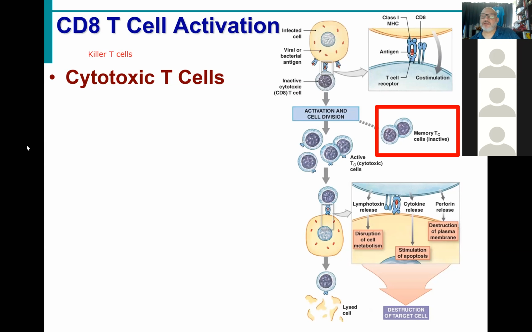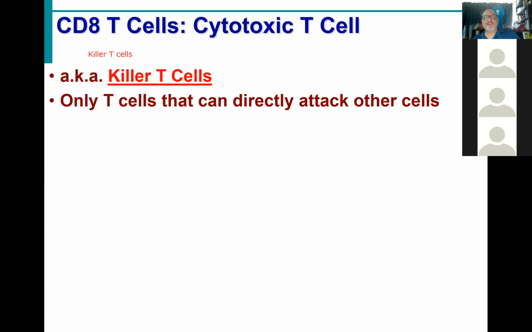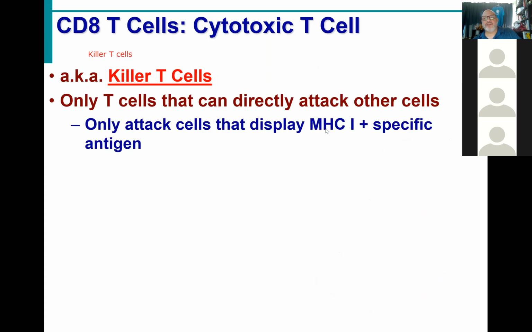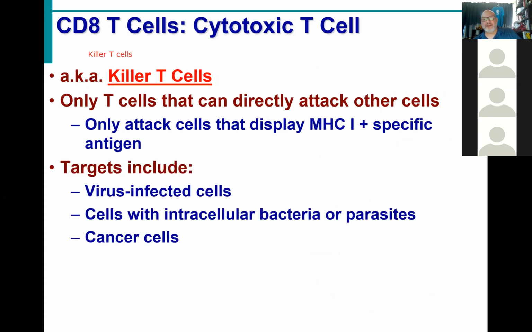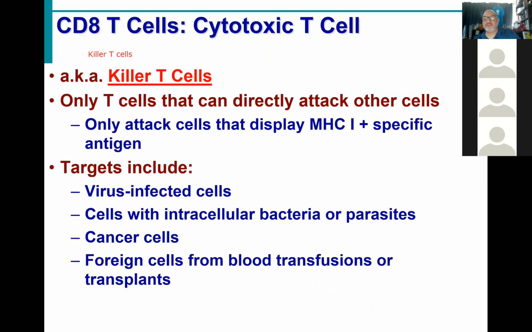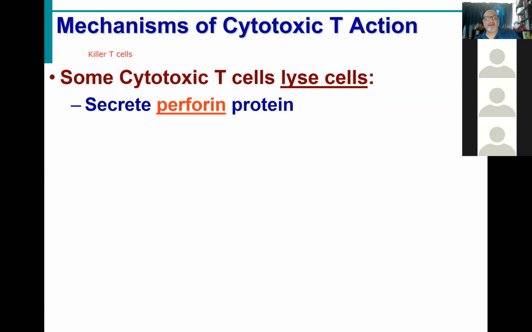Now, remember, we said natural killer cells were modified lymphocytes. So would it surprise anybody if our cytotoxic T cells use the exact same types of methods to kill a cell? It wouldn't surprise me, right? These are the only T cells that can directly attack other cells. Only those displaying the class 1 major histocompatibility complex and that specific antigen. So again, it can be parasites, infected cells, cancer cells, transfused or transplanted cells, whatever it is. We've said that a couple times at this point. And like I said, it's going to use a similar method to what we saw in the natural killer cells. It can get the cell to lyse by releasing a special protein that is going to poke a hole in the plasma membrane, what we call perforin.